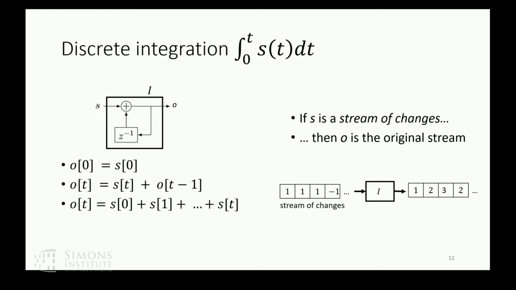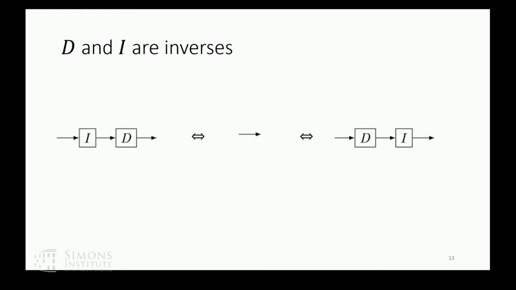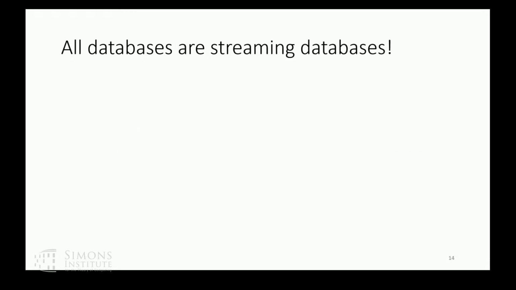If you give it a stream of changes, this is the previous stream of changes, it will give you back the original stream. And these operators are defined for any stream. They are total functions, and not only that, but they are inverses of each other. When you compose them, they give you nothing.